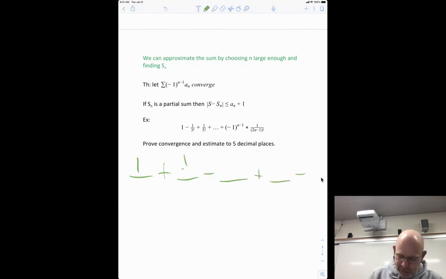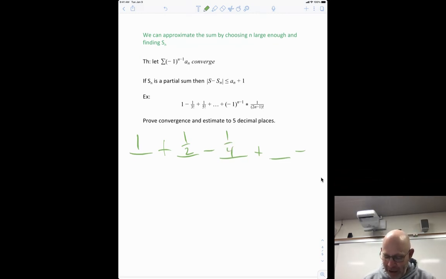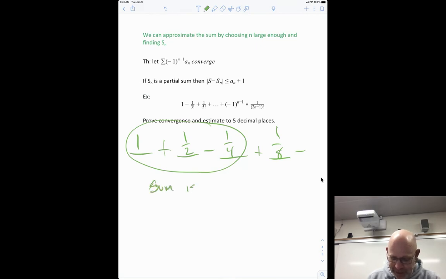I'll just do this. 1 plus 1/2 minus 1/4. If we have an alternating series, if I add up, let's say, the first 3 terms, whatever number I get, I can be guaranteed that the sum is within 1/8 of the actual sum. It's the farthest I can ever be off. The next term, in essence.